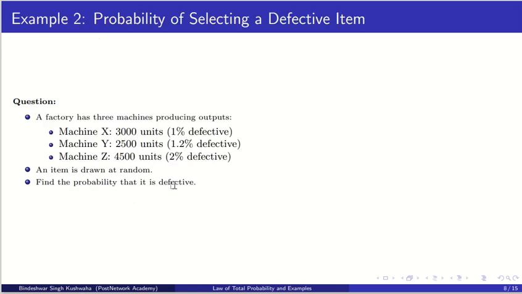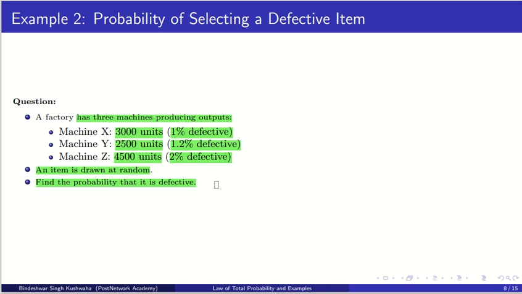Now let us see another example. A factory has 3 machines producing outputs. Machine X produces 3000 units with 1% defective. Machine Y, 2500 units and 1.2% defective items. Machine Z, 4500 units and 2% defective items. An item is drawn at random. Find the probability that it is defective.